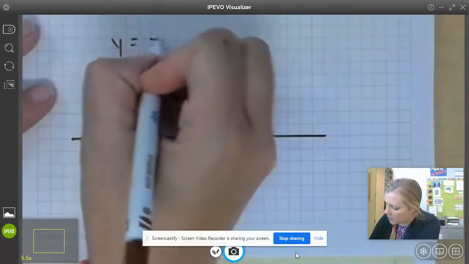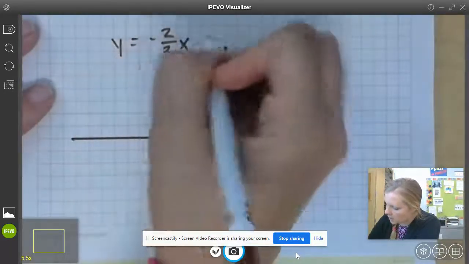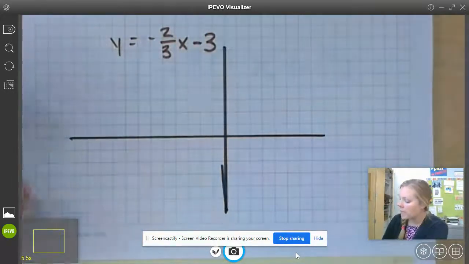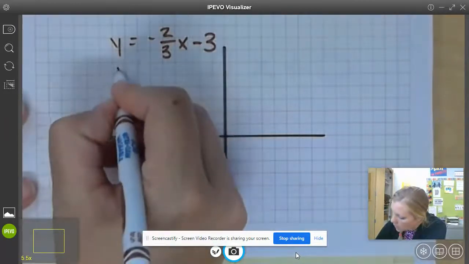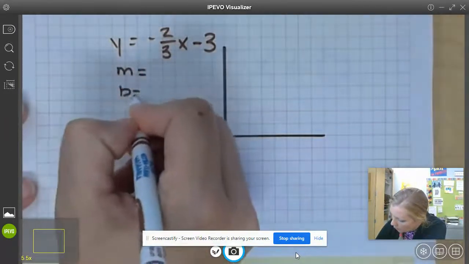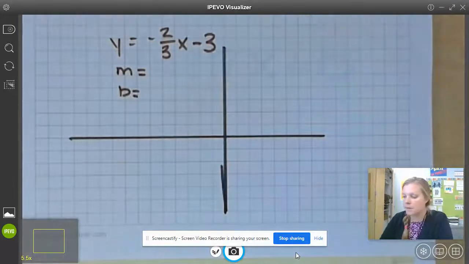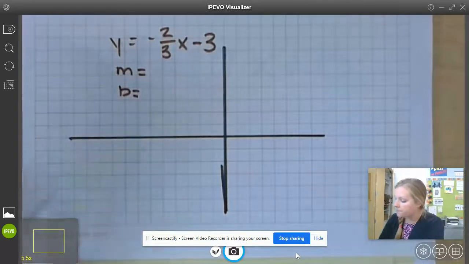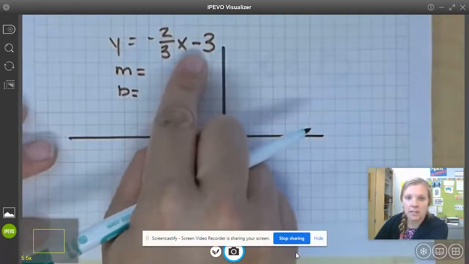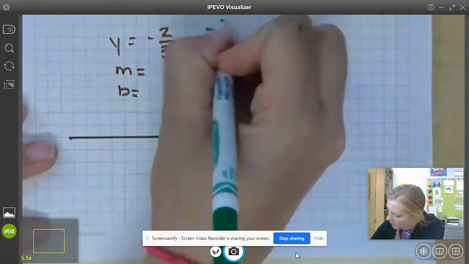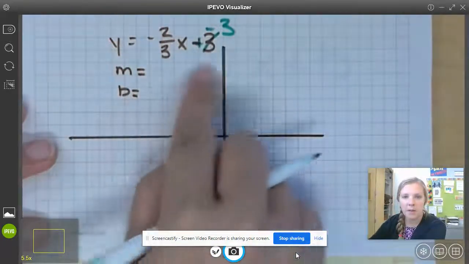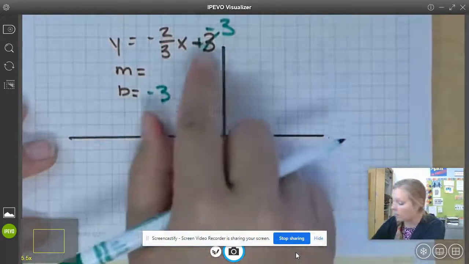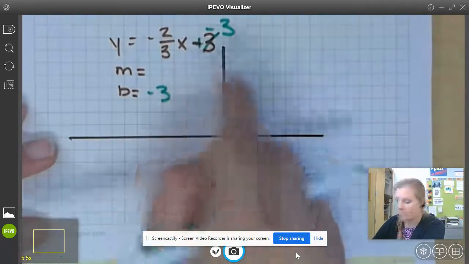So y equals -2/3 x minus 3. Adding in some negatives here. So again, for me, when I start this process, I always write down what the slope is and what the y-intercept is. That is always my starting point, so I know how to proceed and what to graph. We never have subtraction. This is still true. I'm still going to add the opposite. And so when I'm looking for b, I'm looking at that constant. The b is actually -3. It is critical that we see the subtraction as a -3 for b.